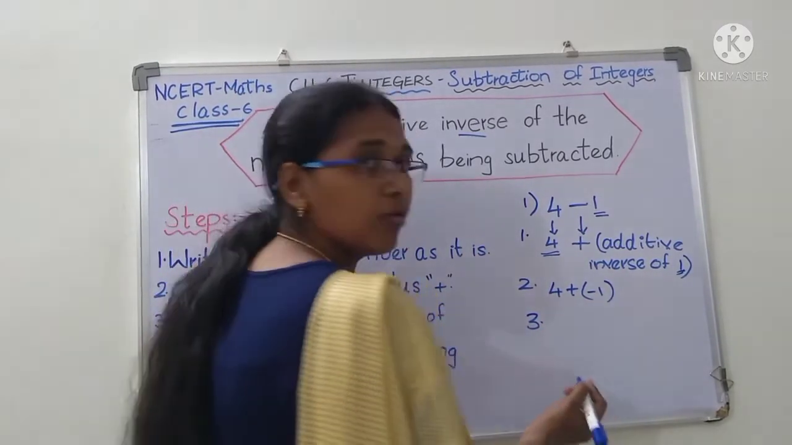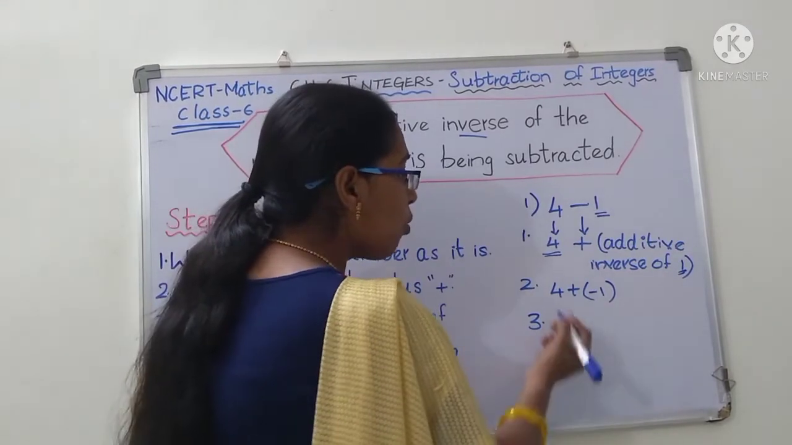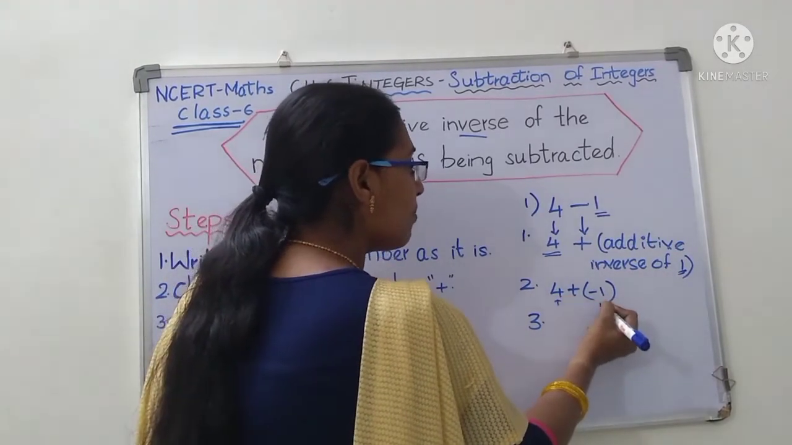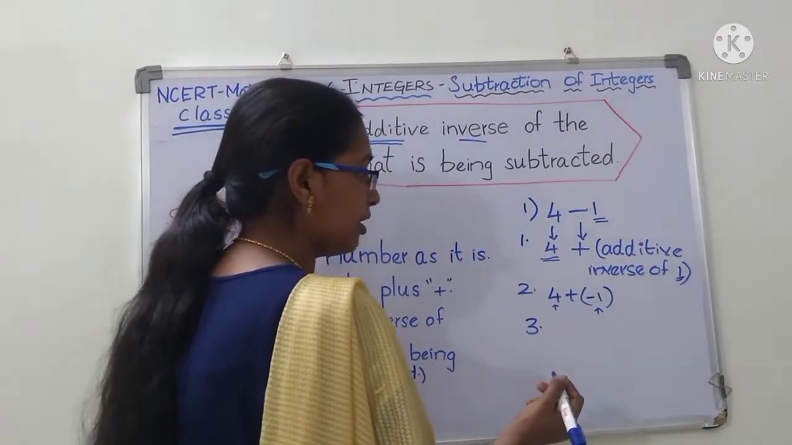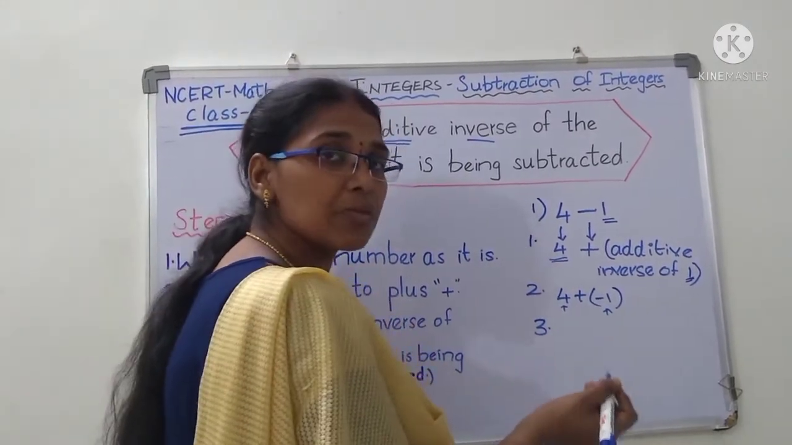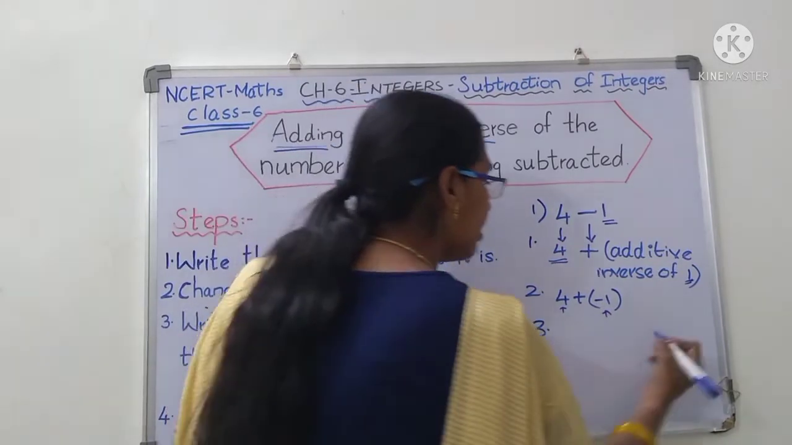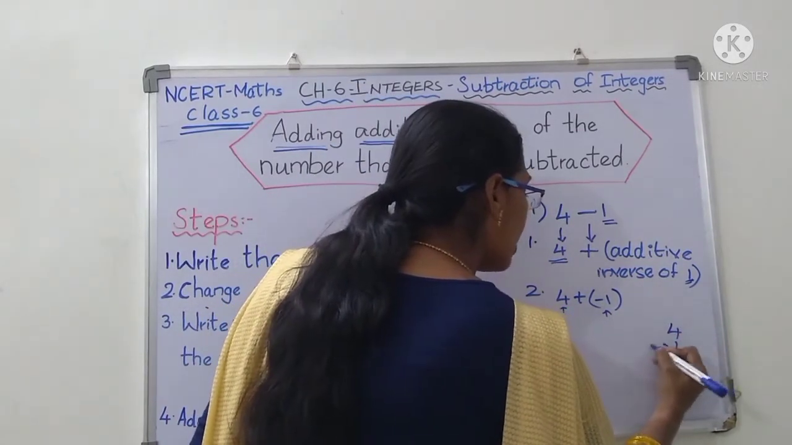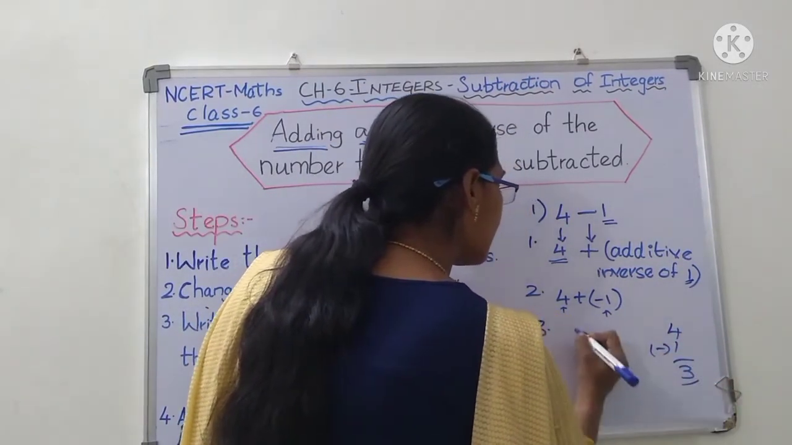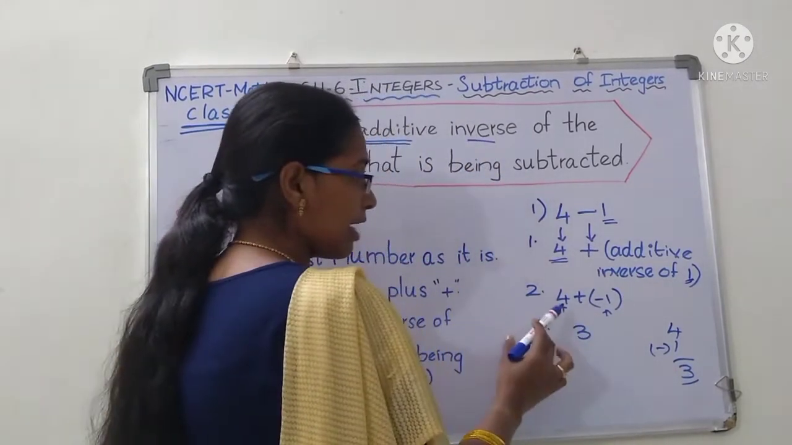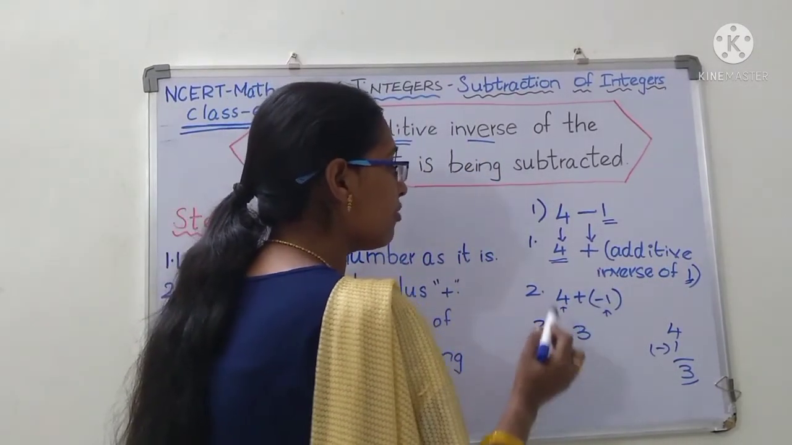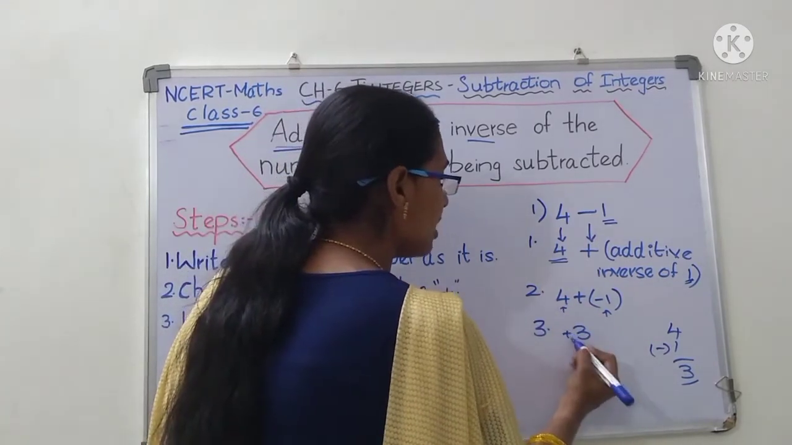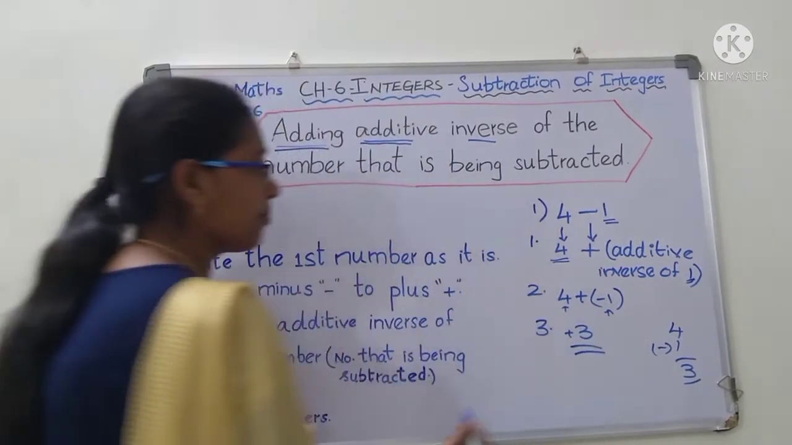4 plus minus 1. What is 4 plus minus 1? One number is positive, one number is negative. When signs are different, you do subtraction. How do you subtract? You subtract the smaller number from the larger number. 4 minus 1, you got 3 as the answer. Then you will check the sign of the larger number. In 4 and 1, which is the larger number? 4 is larger. It is positive. So, the answer is plus 3.